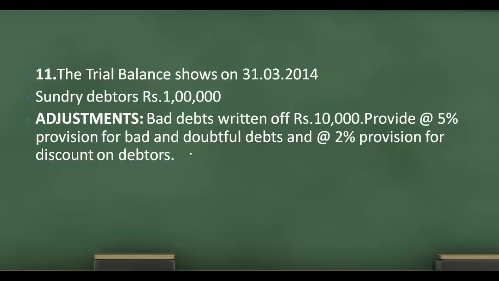So we have to see how accounting entries have to be passed and what will be the effect of these entries in P&L and balance sheet. So first we'll pass the accounting entries, or we'll call it the adjustment entry.